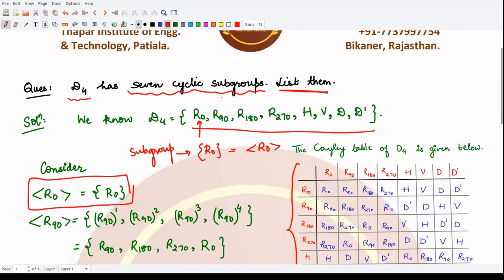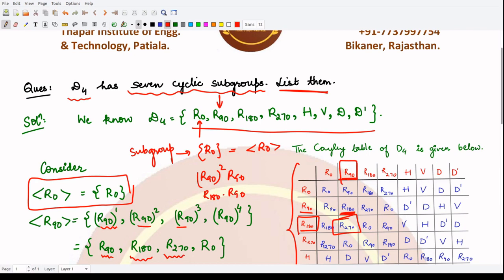Next, let's take the second element as R90 and let's raise it to different powers. R90 raised to power 1 is just R90. R90 raised to power 2: when you compose R90 with R90, you get R180. So you get the second element. When you raise R90 to the power 3, you are performing R90 square into R90. R90 square is R180. R180 into R90: R180 is here, R90 is here, so the answer is R270.